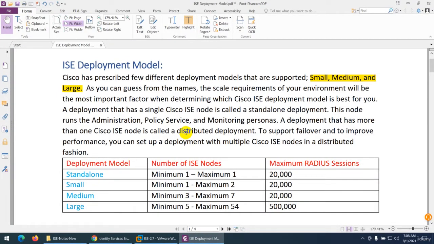But the main thing of the ISE deployment model, we are basically talking about distributed. So we have three different choices: small, medium, and large. As the name suggests, small for a small network, medium for a medium network, and large for a large enterprise network. You need to decide which model is best for your network.